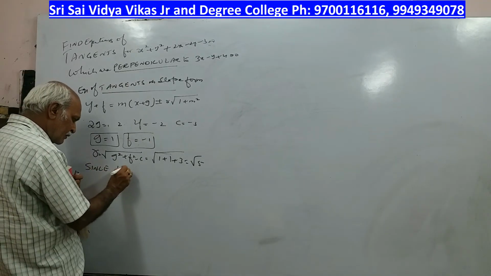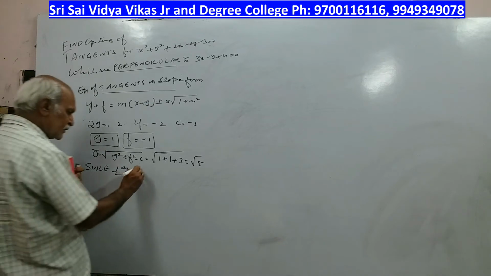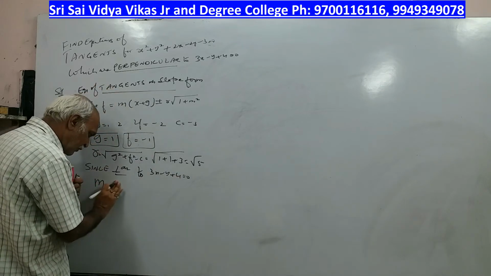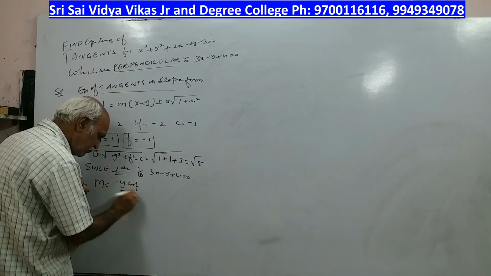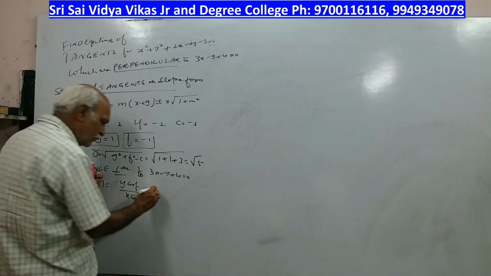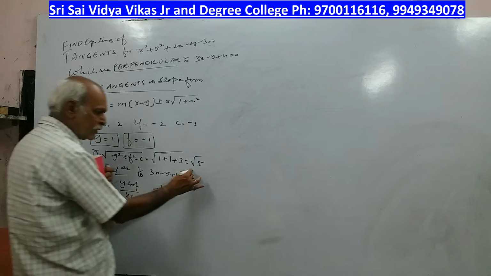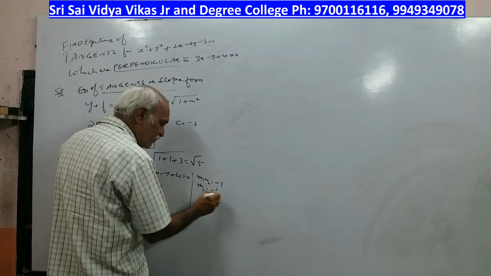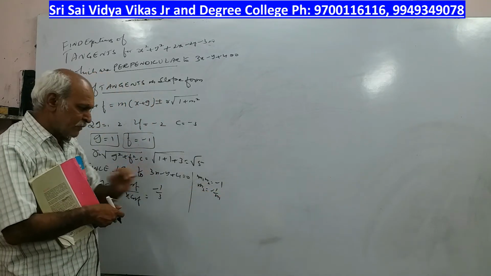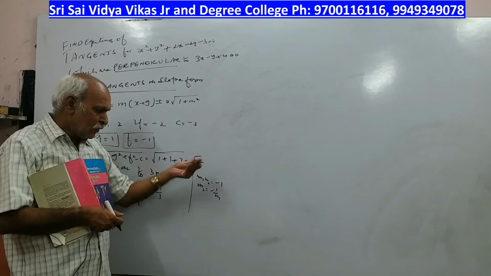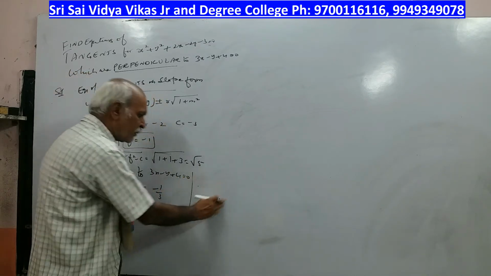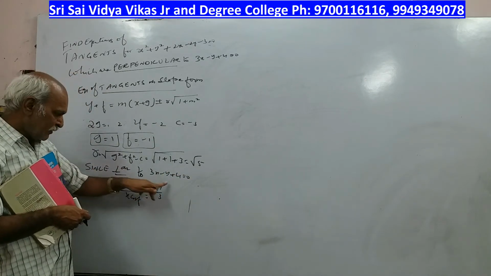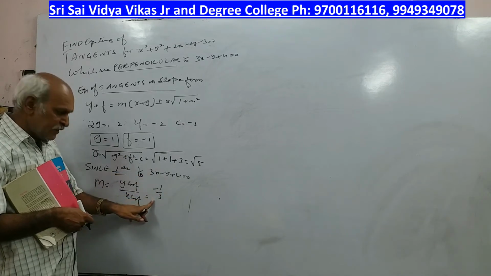Since it is perpendicular to the line 3x minus y plus 4 is equal to 0, m is equal to y coefficient by x coefficient. So the y coefficient is minus 1, by 3. Somebody will doubt how this has come. We know very well m1 m2 is equal to minus 1. Therefore m2 is equal to minus 1 by m1. m1 means minus x coefficient by y coefficient, so that will become the reciprocal. Using this we get this formula. You don't need to write all that. So m is equal to minus y coefficient by x coefficient. The y coefficient here is minus 1 and the x coefficient is 3, so m is 1 by 3.